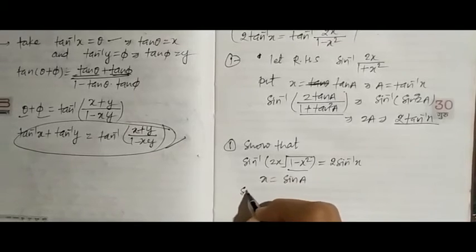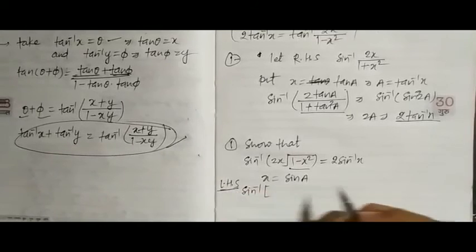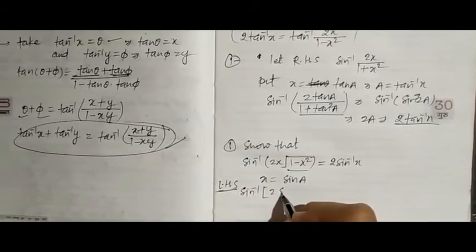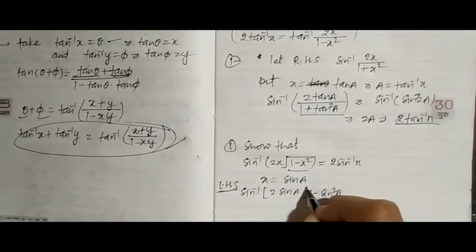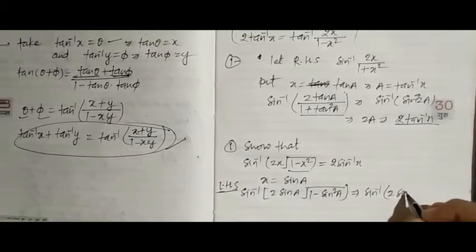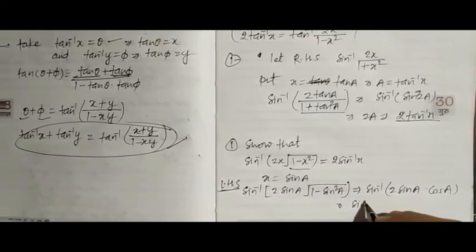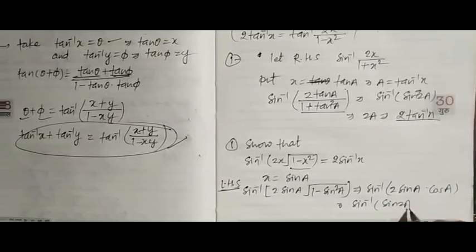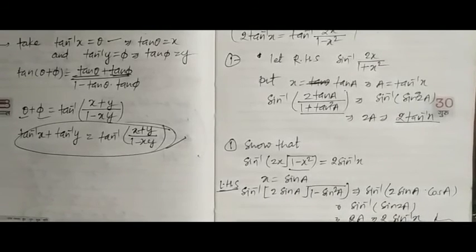In the case of this sin inverse, let's take the left hand side of this proof. Sin inverse of 2 sin a under root 1 minus sin square a can be written in the form of sin inverse of 2 sin a into cos a. The whole value can be written as sin inverse sin 2a, then it becomes 2a, then it becomes 2 sin inverse x. This is the required result, hence proved.